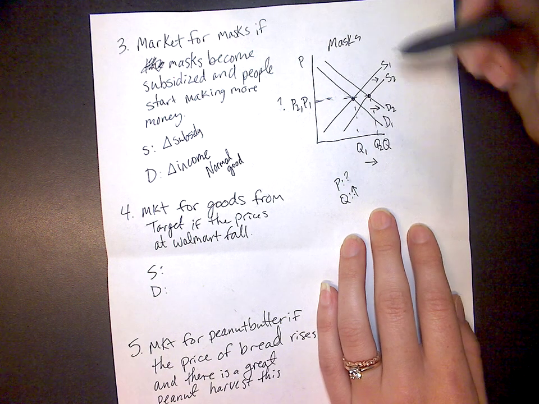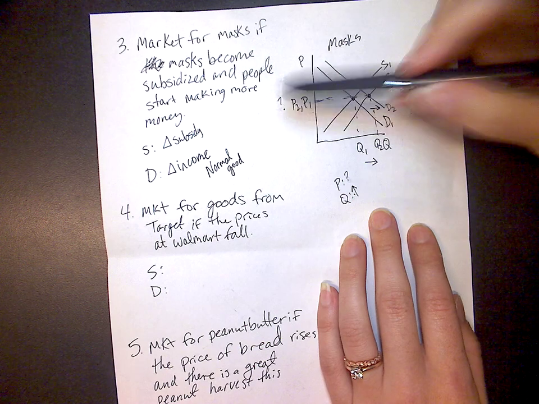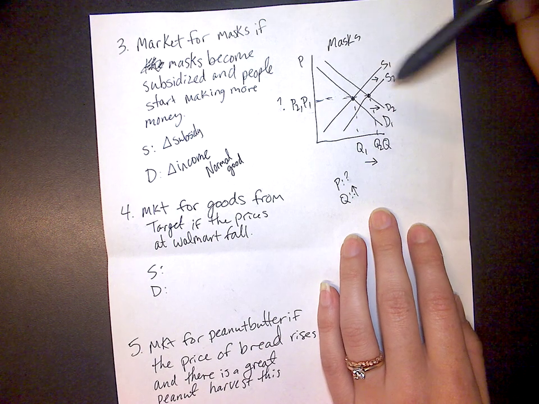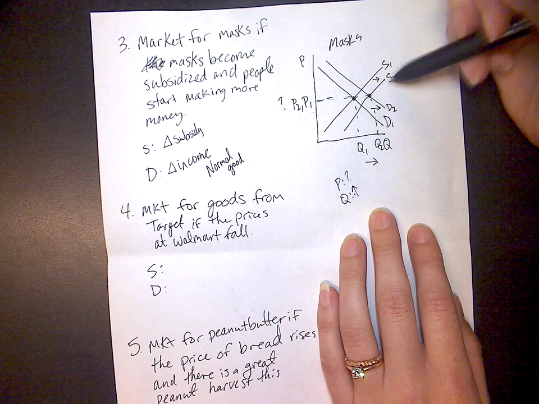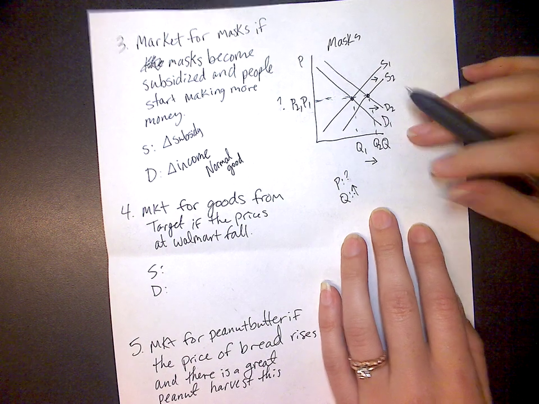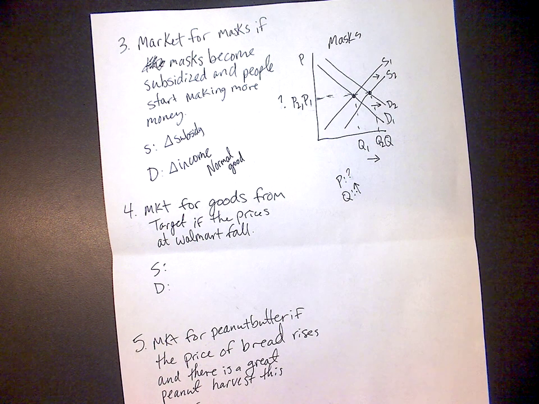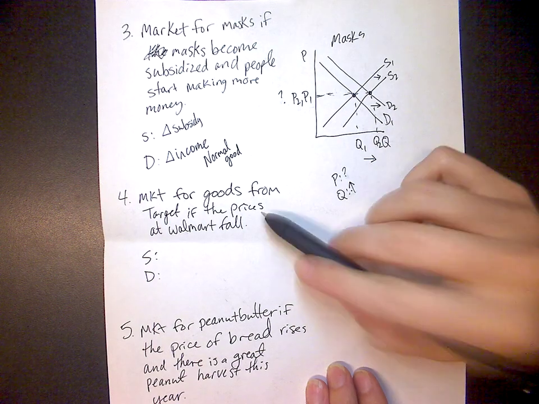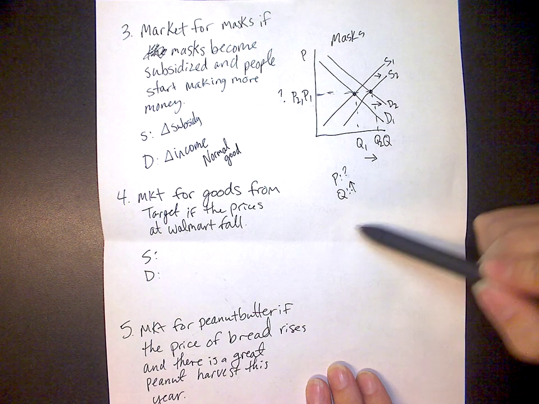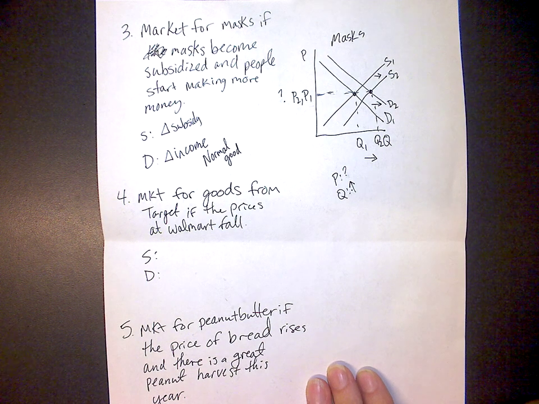Okay, good. So the price was indeterminate this time just like it was the time before, because the curves are shifting the same direction, but in a little bit we'll have one where the curves are shifting opposite directions, so quantity is indeterminate. But just know that either price or quantity could be indeterminate. All right, market for goods from Target if the prices at Walmart fall. So go ahead and pause your video, do your shifters, and draw the graph with the shifts.